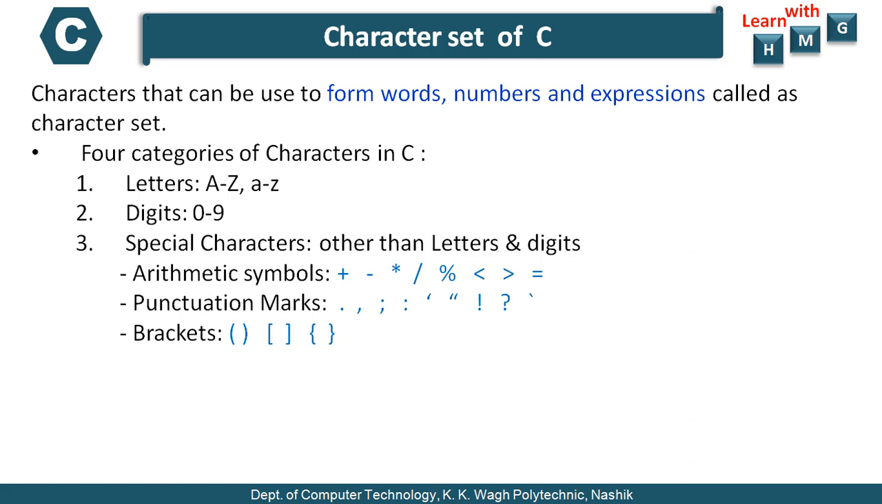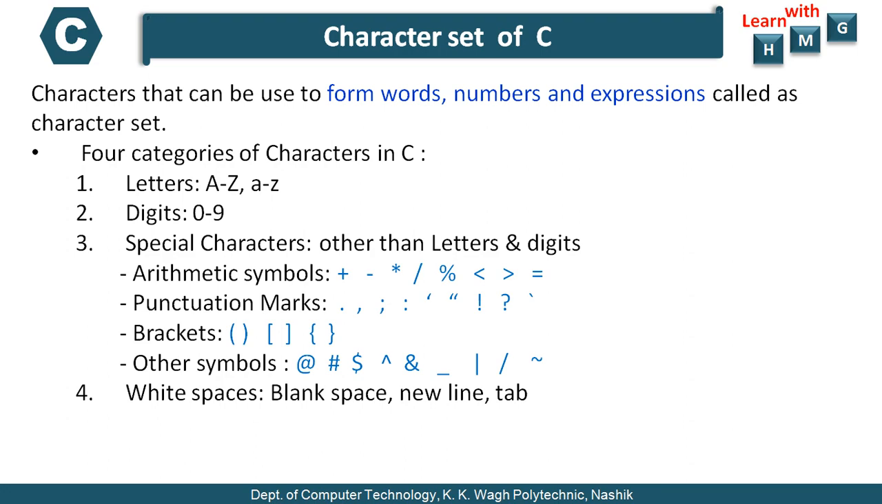Certain brackets: parenthesis, square brackets or braces. Other symbols such as @, hash, dollar, circumflex, ampersand, underscore, vertical bar, backslash and tilde character. The fourth category is white spaces, which is nothing but the blank space, a new line character or a tab character. So these are the four categories of a character set, and whenever you are writing a C program, you have to use all these characters.